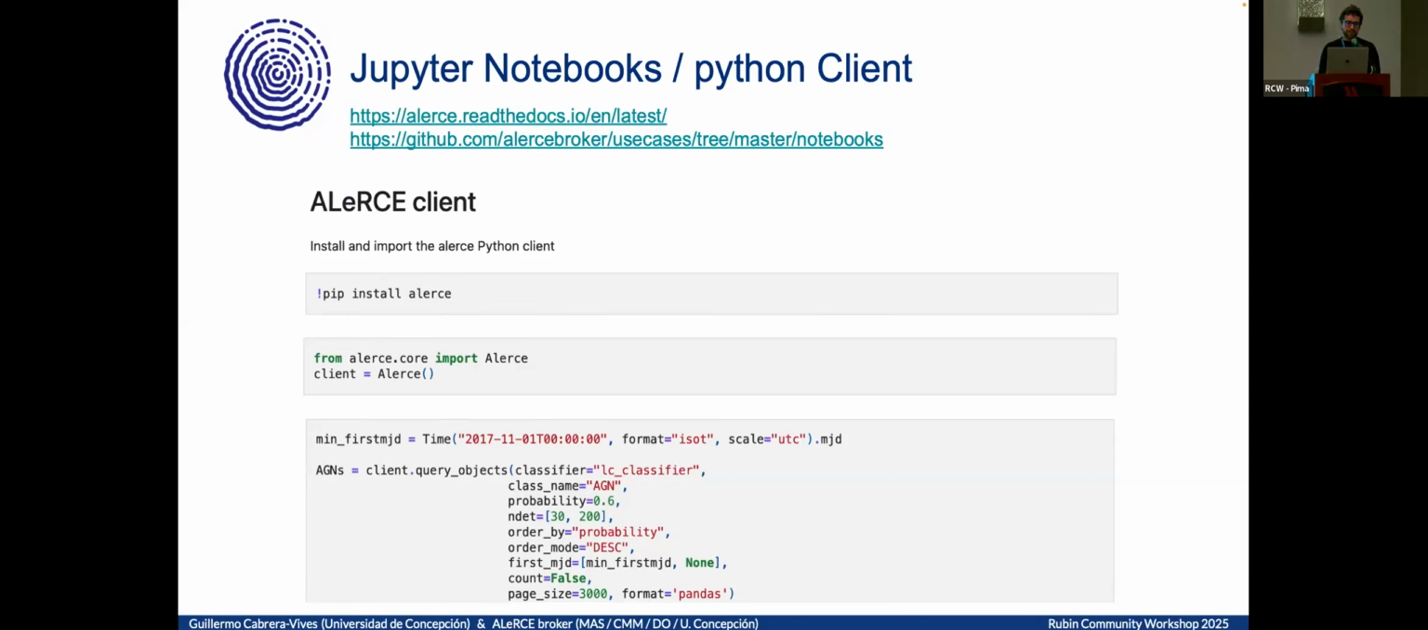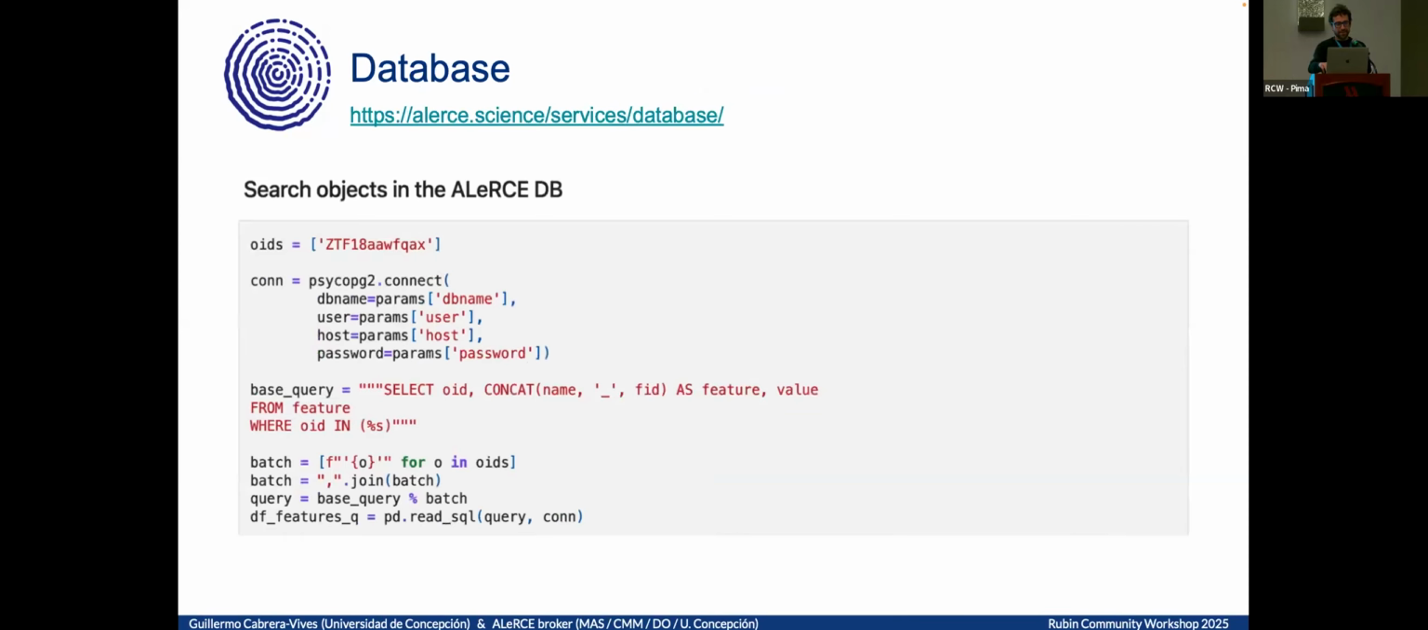We have the Python client I told you about. We have Jupyter notebooks with examples on how to use it, but it's as simple as doing a pip install alerce. Then you import the Alerce client, you do client equals Alerce, and then you can do a query on objects. For example, this is an example of AGNs, where the class name is AGN, and you set what probability you want, and a lot of filters. More information on this can be found here. You can also query our database directly. You create a connection to our database, and then you generate your own query and run it directly on the database. If you want to know more about the database, there's a link over there.